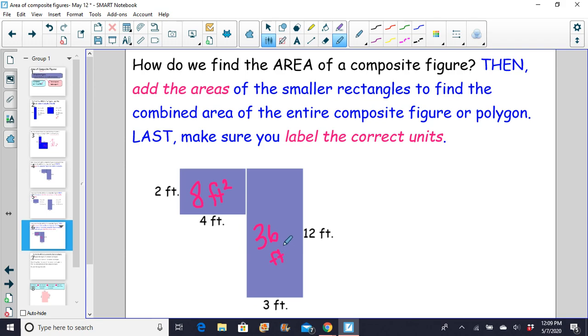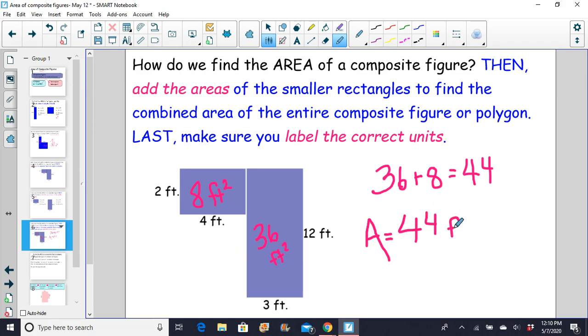Okay, and I'm going to add together those areas. So I'm going to add 36 square feet plus 8, and that's going to get me my combined area. So 36 plus 8. All right, I take 4 from 8 to make 40, and then another 4. So I end up with 44. And the last part of this is that we have to label our correct units. So I'm going to write A for area. Area equals 44 square feet. Okay, feet squared.